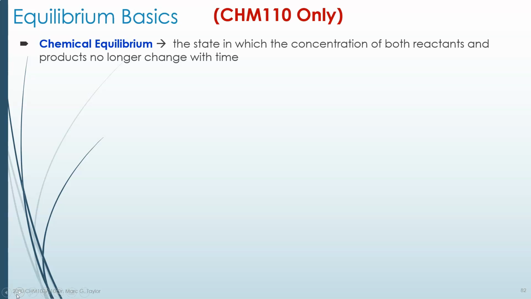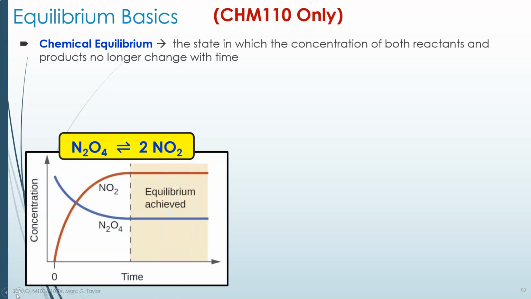Chemical equilibrium is the state in which the concentrations of both the reactants and the products no longer change with time. In other words, we may start with all reactants and we let the reaction go, and after a while we end up with a certain amount of products formed, but we might have some reactants left over that haven't turned into products.